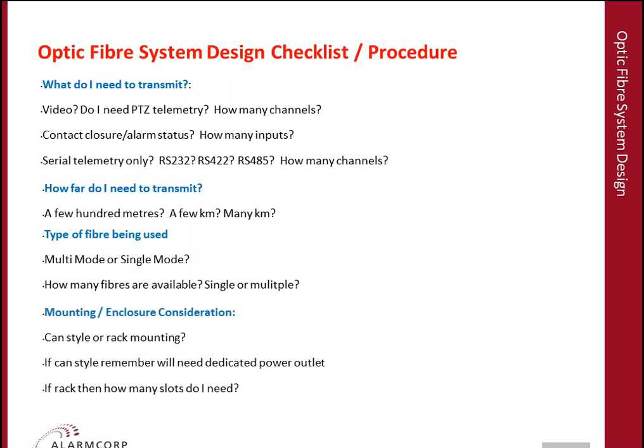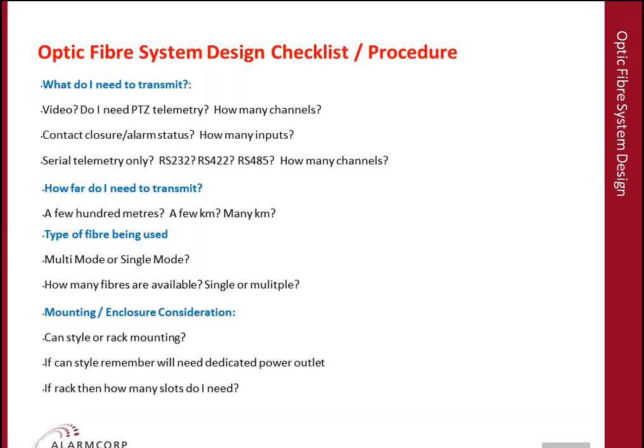Finally, mounting and enclosure considerations. Do we want a can style of enclosure, or do we want to rack mount the system? If we have a can style, remember that you will need a dedicated power outlet to provide power to the can. If we have a rack mount, then the rack provides the power via the backplane. However, if we do go rack mounting, we need to work out how many slots I need, because on a larger system, we may need more than one rack chassis.